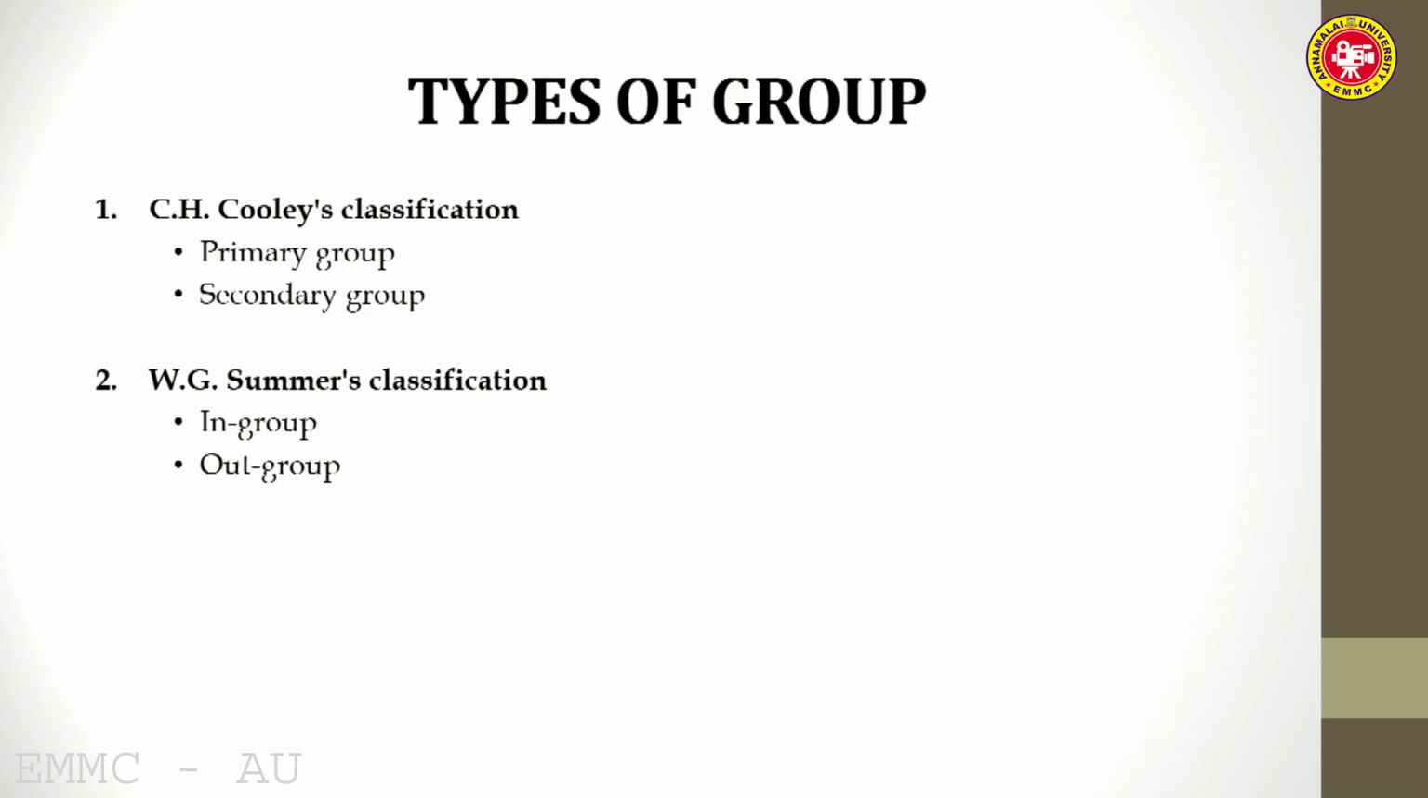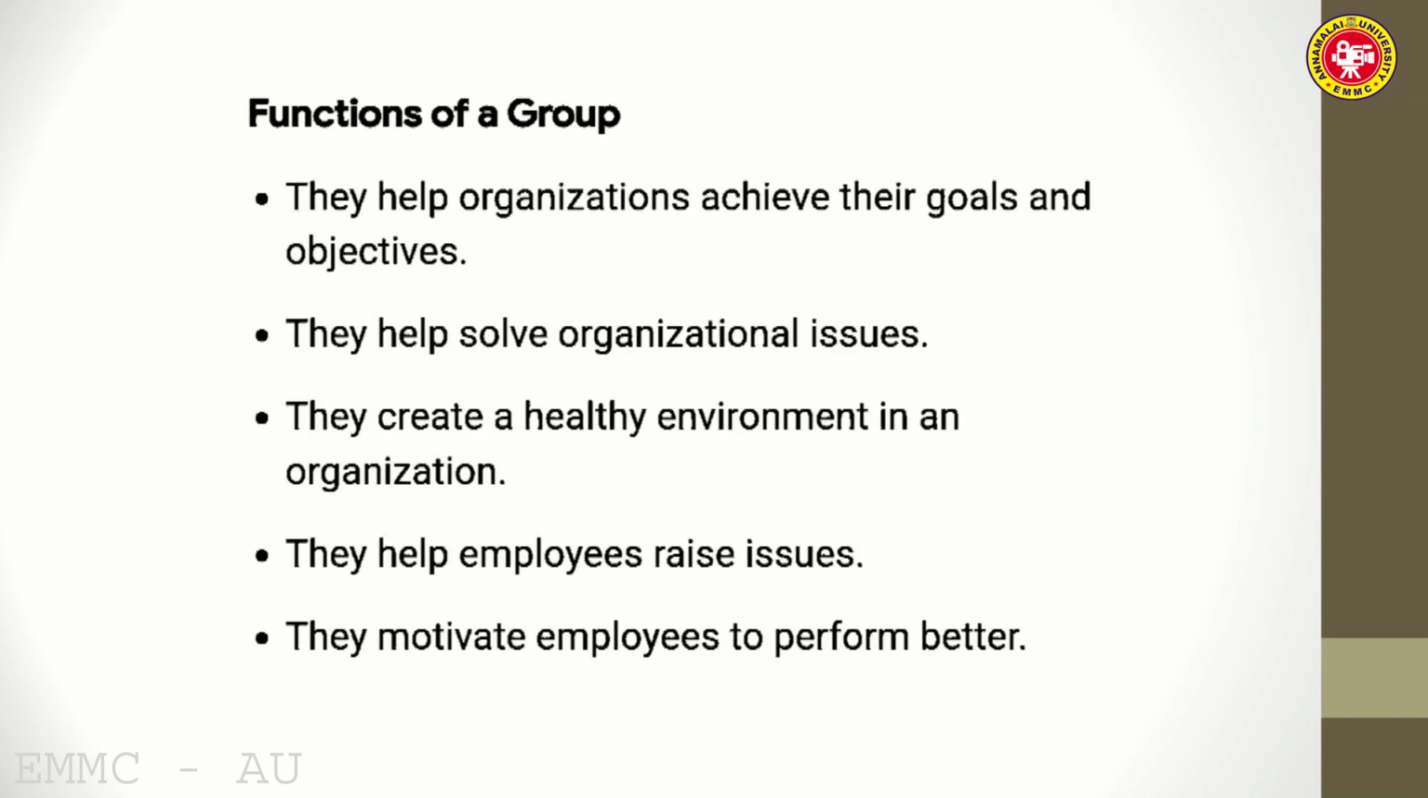Then types of group. The types of social group consist of, according to C.H. Cooley, two types of group. One is primary group, another one is secondary group. Primary group, for example, blood relations. Secondary group, teachers and others. Then the second one is W.G. Sumner's classification, that groups are classified into in-group and out-group.